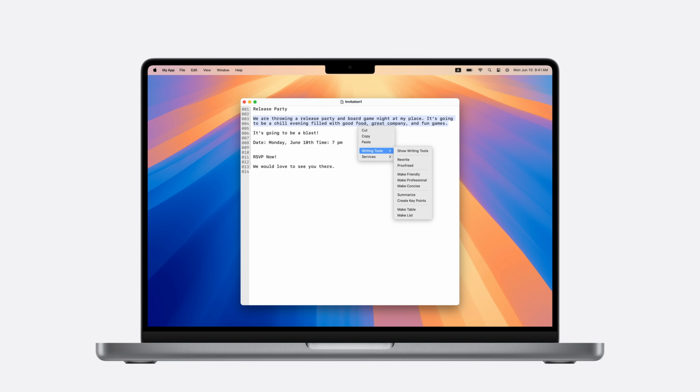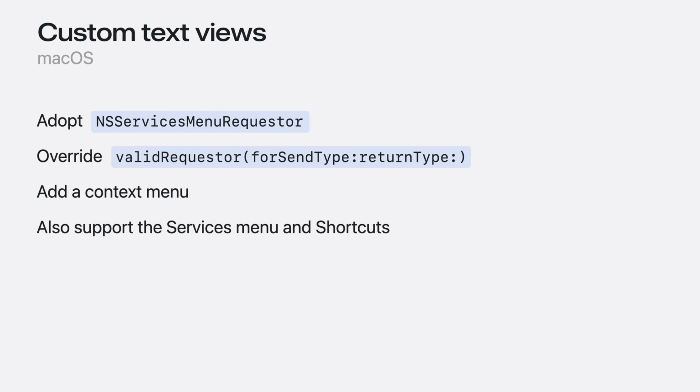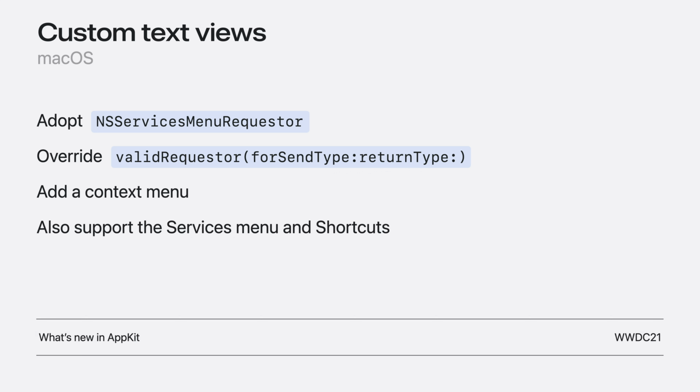On the Mac, we'll show writing tools automatically in the context menu and the edit menu for custom text views. Make sure your text view adopts NSServicesMenuRequestor, which is a protocol to allow the system to read contents from the view and to write contents back to the view. Override validRequestor for sendType, returnType in NSResponder. Then, as long as a context menu is added to the view, the writing tools menu item will be there for free. Doing this can also make your app available to all kinds of services and shortcuts. For that, check out What's new in AppKit in WWDC21.